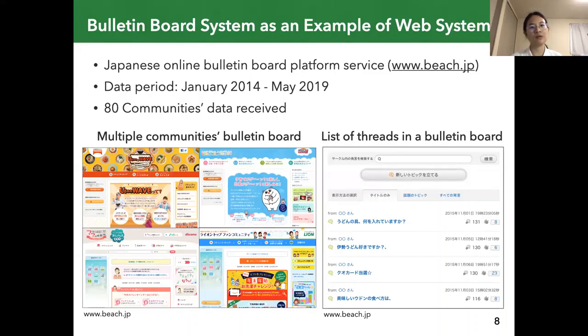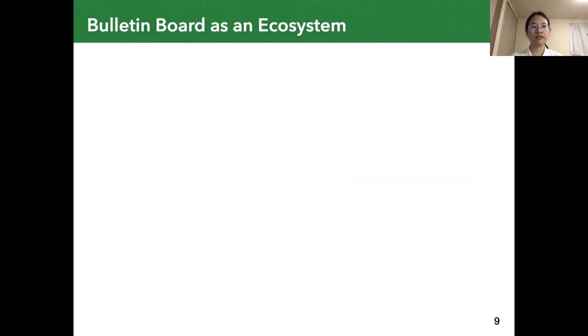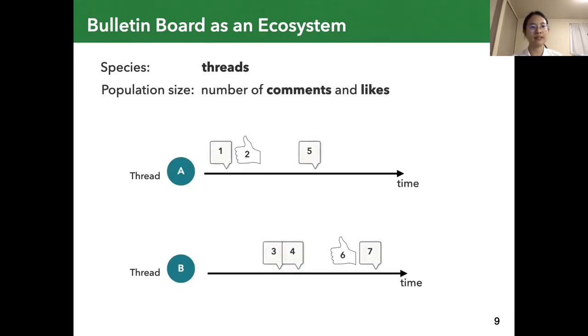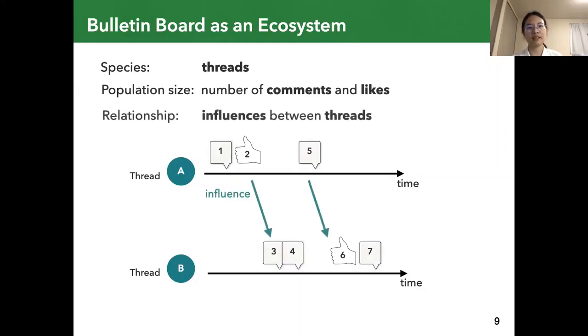each community has its own bulletin board, and each bulletin board has its own list of threads. In this bulletin board, user can create a thread that relates to a specific topic to start the conversation. Threads can be said to influence each other because users move back and forth. Therefore, we consider thread as a species. Number of comments and likes as a population size, and influence between threads as a relationship between species.